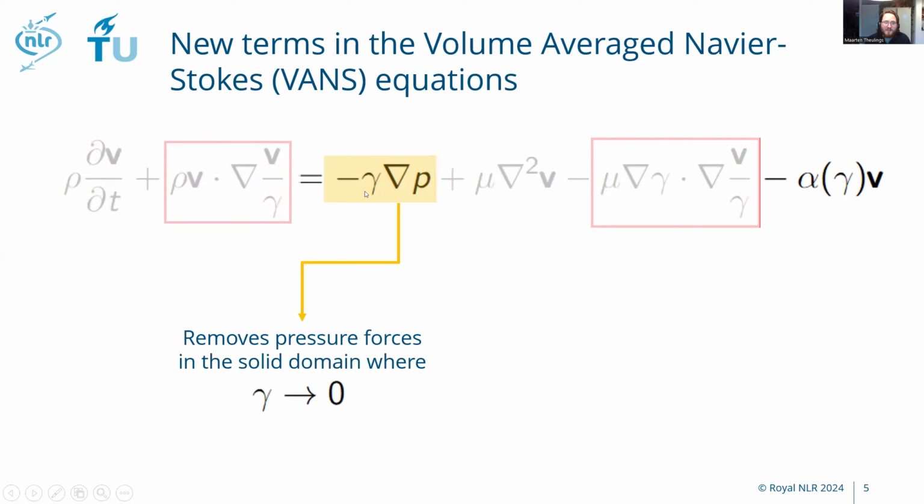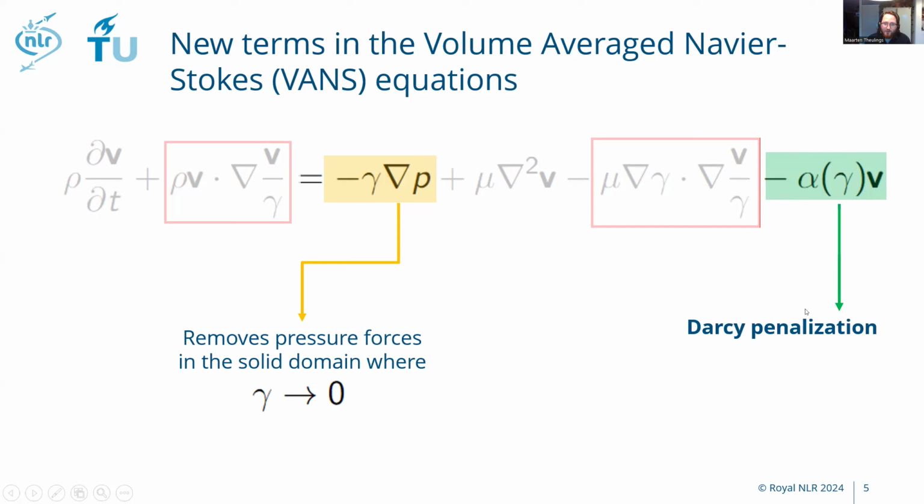So here we see this gamma in front of this pressure gradient that shows us the pressure forces. What this does is, in the solid domain, this gamma, the fluid volume fraction, should tend to 0, and then you're reducing those pressure forces. And in the solid domain, what we often find is that it's basically a balance between pressure forces pushing fluid through and the Darcy penalization at the end, which inhibits the flow.